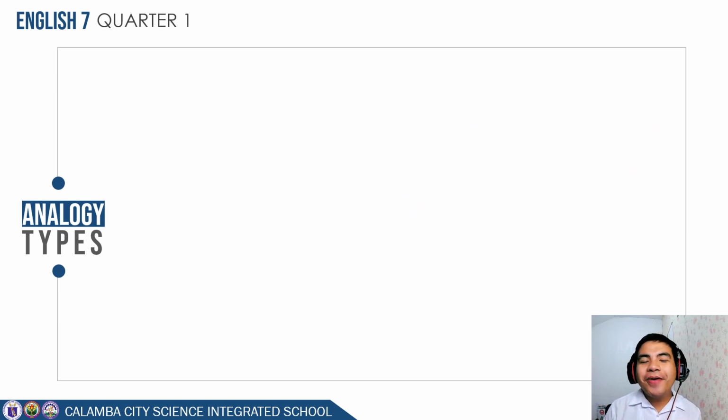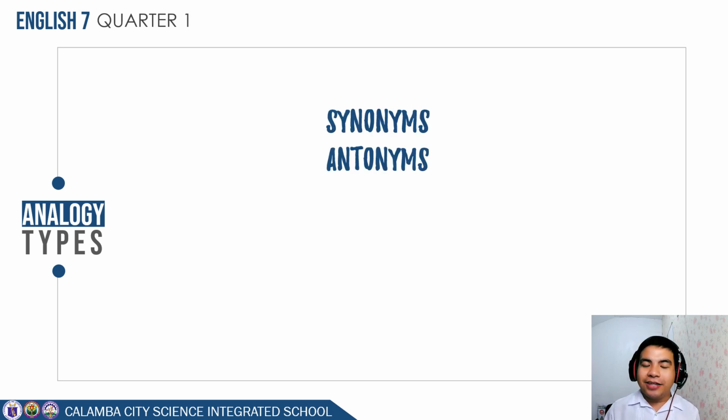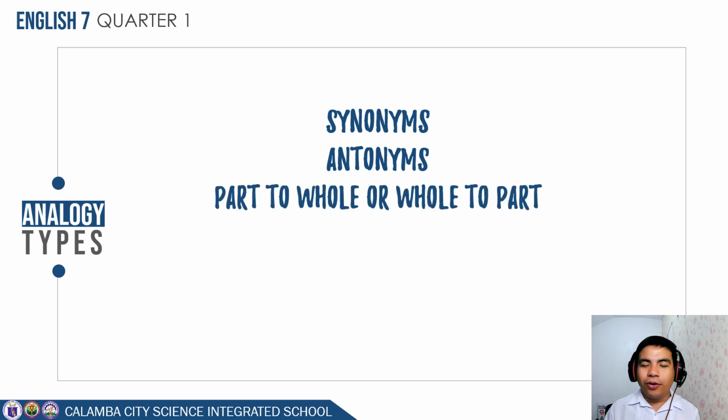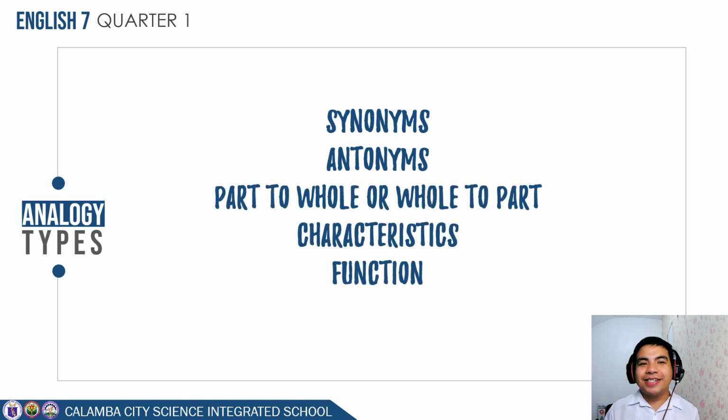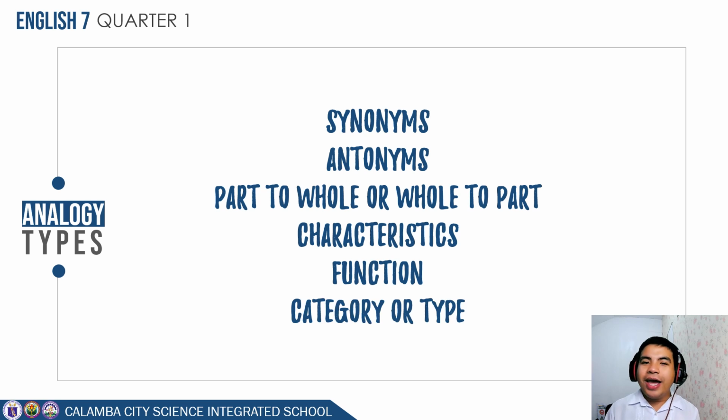Bravo! There you have it, the 7 types of analogy. Let's do some review. Can you enumerate the 7 types of analogy? Let me help you. Let's do it all together. The 7 types of analogy are the following: synonyms, antonyms, part to whole or whole to part, characteristics, function, and category or type.